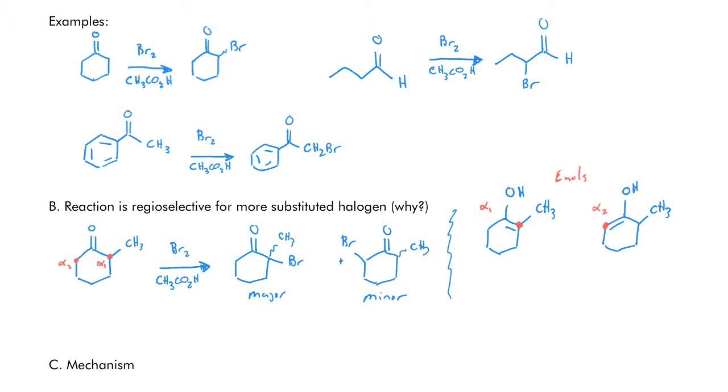So why is it that alpha 1 leads to the major product and alpha 2 leads to the minor product? Well, if we compare each of the enols that we have here with what we know about the stability of alkenes, we should be able to say that a more substituted alkene is more stable. And likewise, a more substituted enol should be more stable than a less substituted one, which we see with alpha 1 and alpha 2. So alpha 1 is more stable than alpha 2.